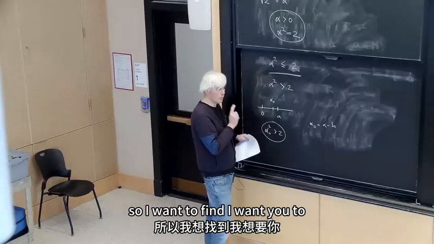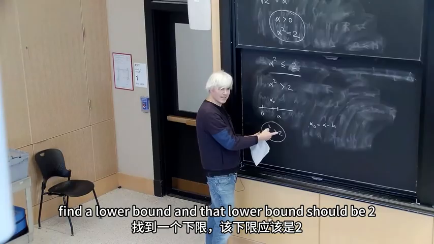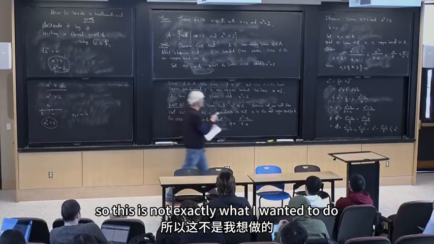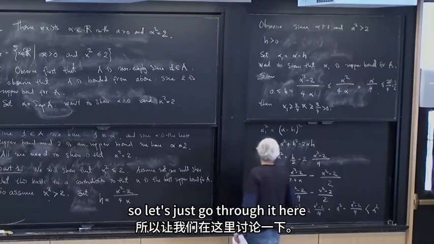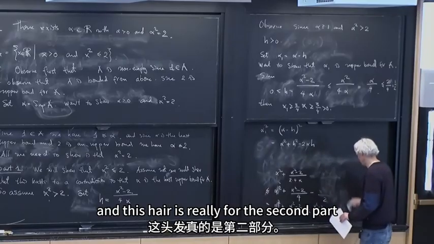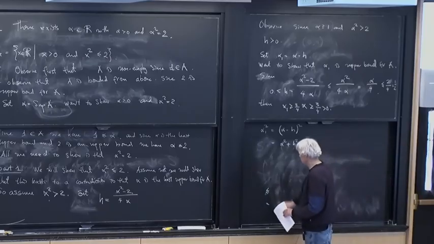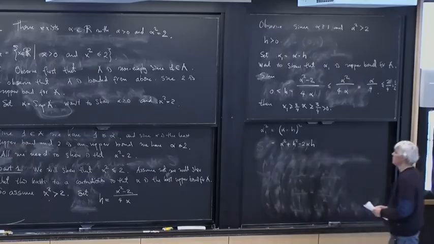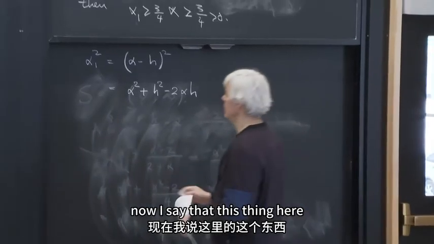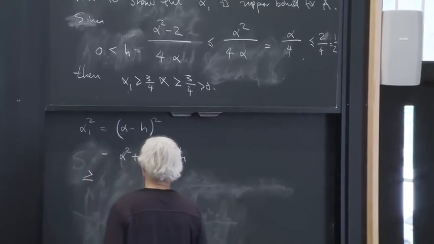So I want to find a lower bound, and that lower bound should be 2. So this is not exactly what I wanted to do, okay? So let's just go through it here. That's right. So this here was correct, and this here is really for the second part. Okay. So we define it like this, and now I say that this thing here is bigger or equal to.